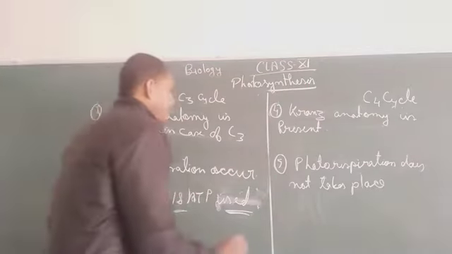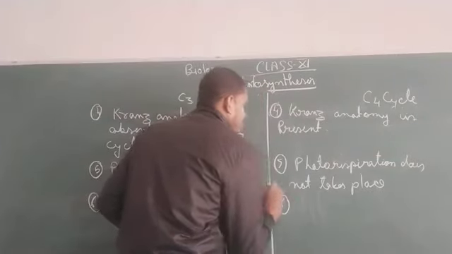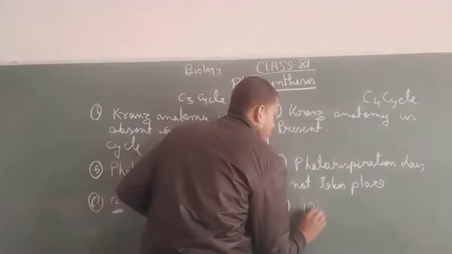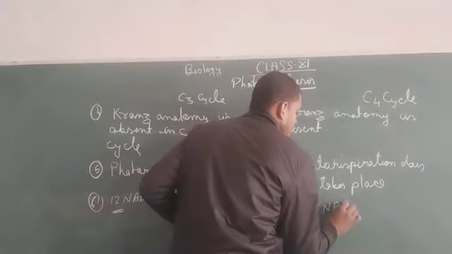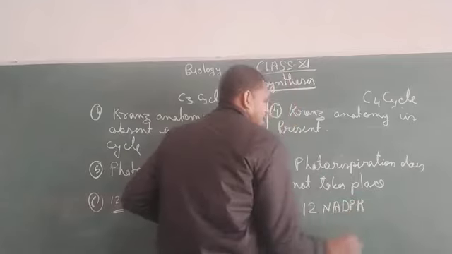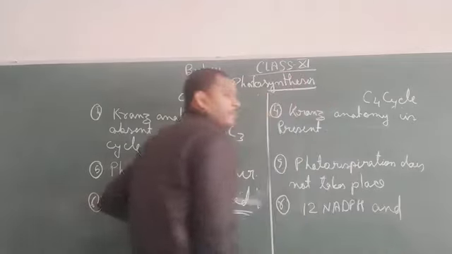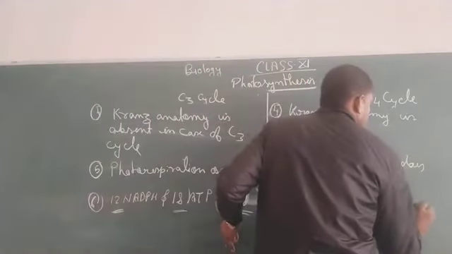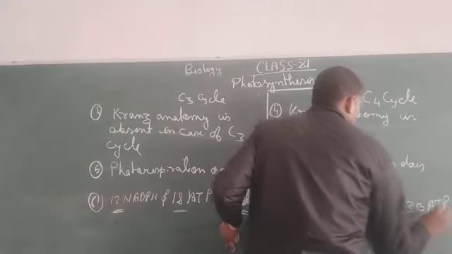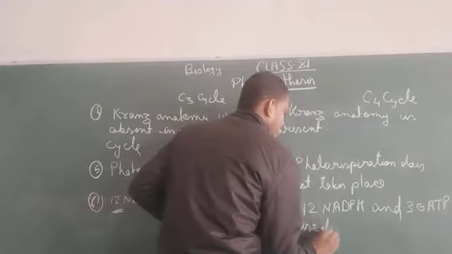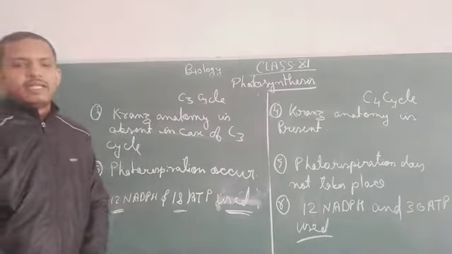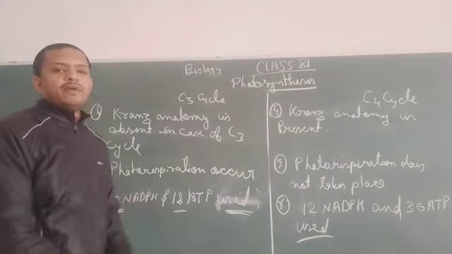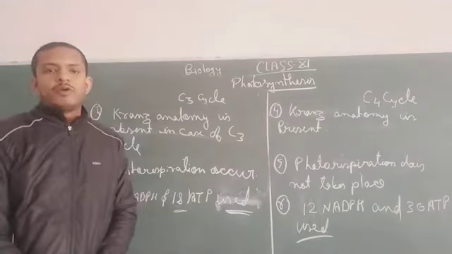But in case of C4 cycle, there is use of 12 NADPH, and how many ATP are going to be used? Total 30 ATP are going to be used. And in the case of C3 cycle, 12 NADPH and 18 ATP are going to be used.